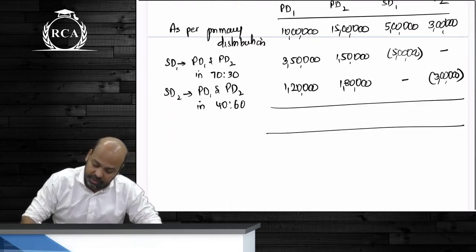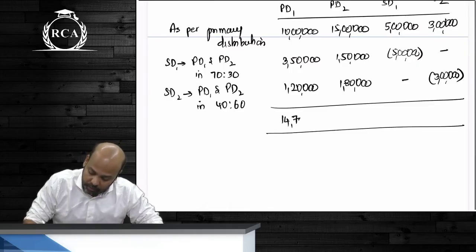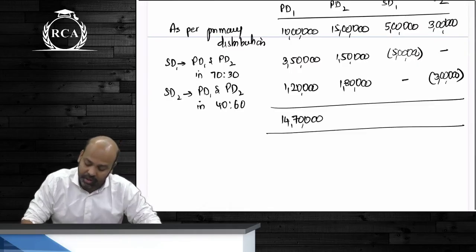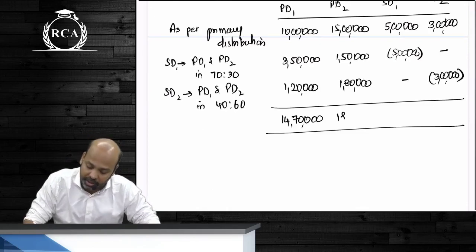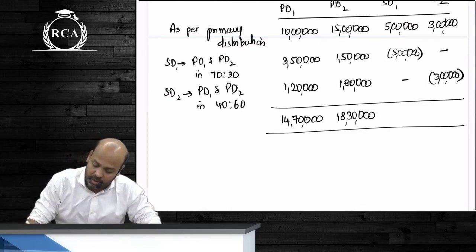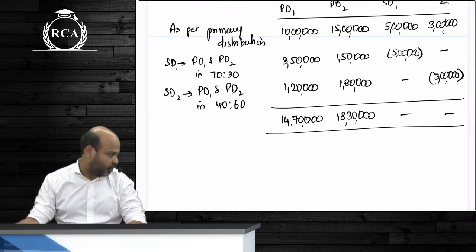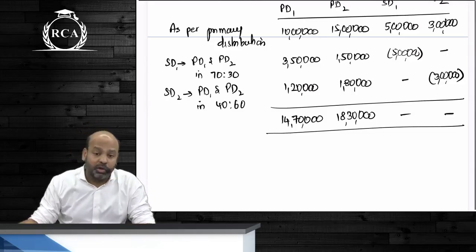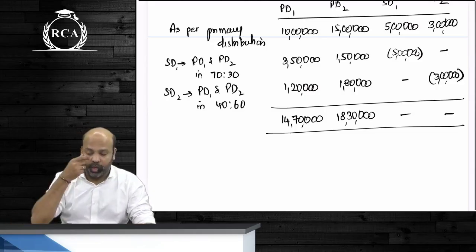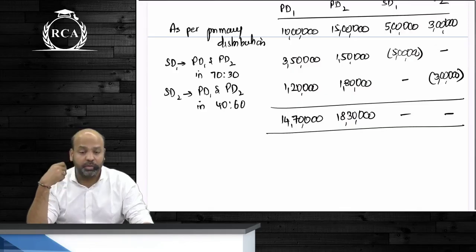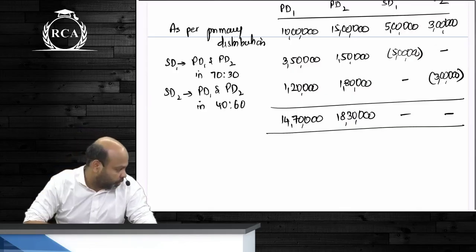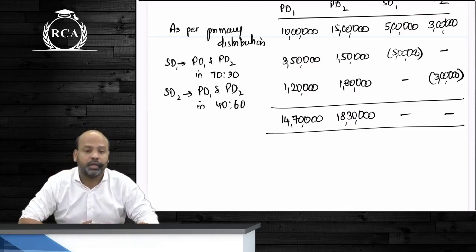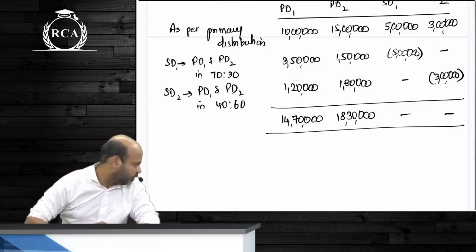So after this, guys, the total amount of departmental overheads in PD1 will be 14,70,000. In PD2, beta, it will become 18,30,000. Remember, secondary distribution of overheads does not increase the amount of overheads. It is just that instead of absorbing it from service departments, we are going to absorb it from production departments. That's the whole point of distributing it again. Are we clear about this?